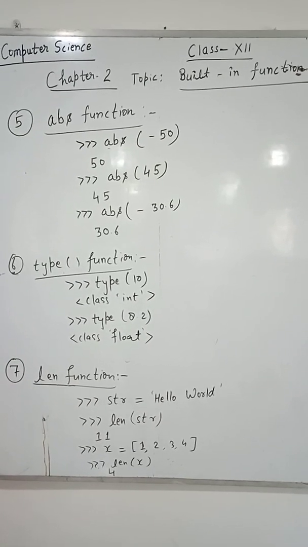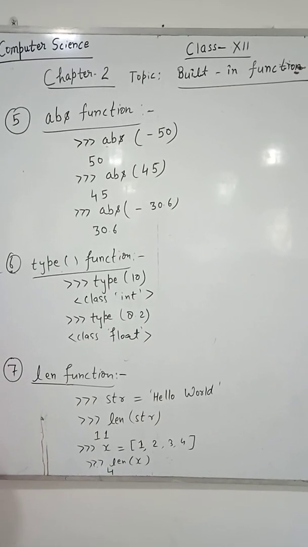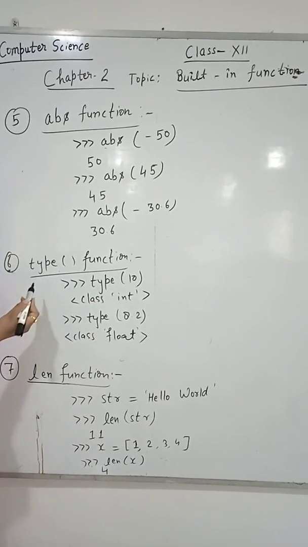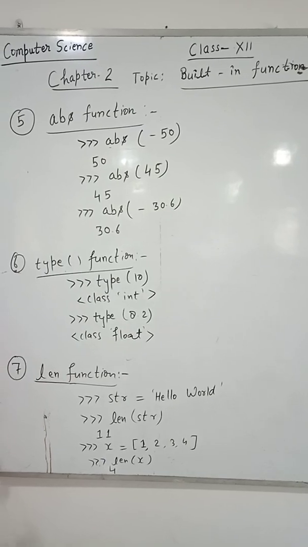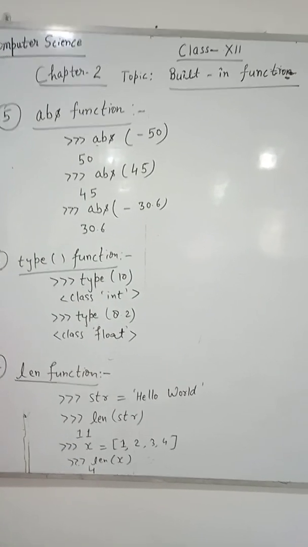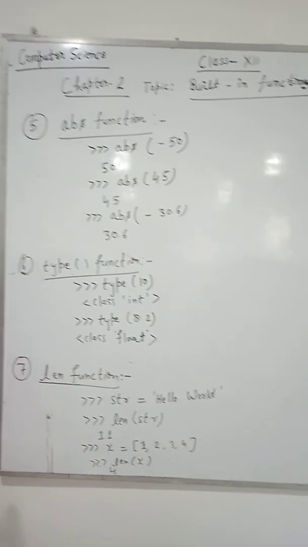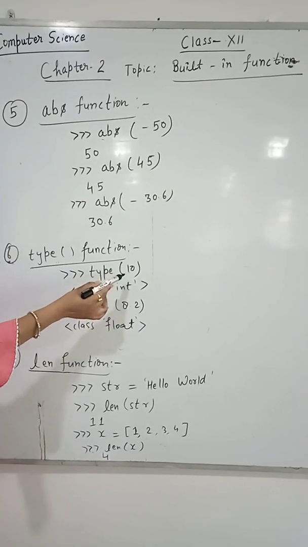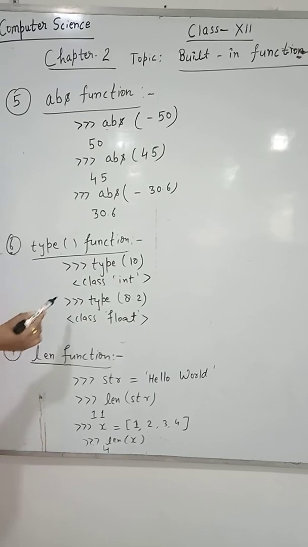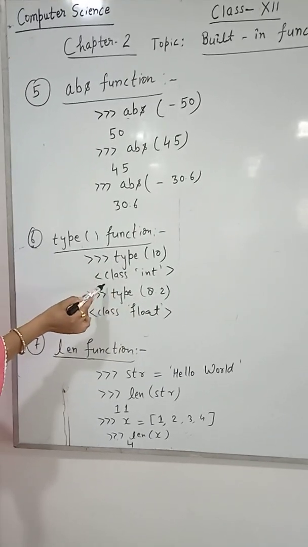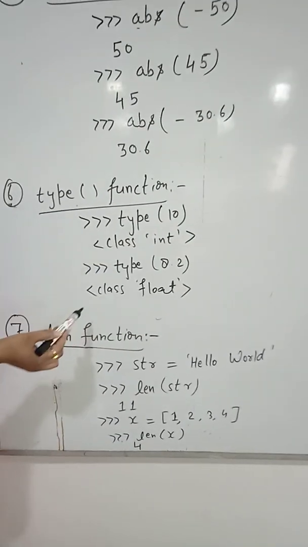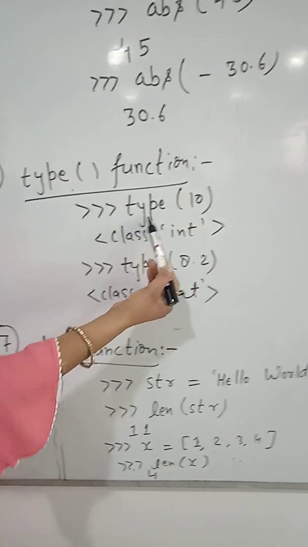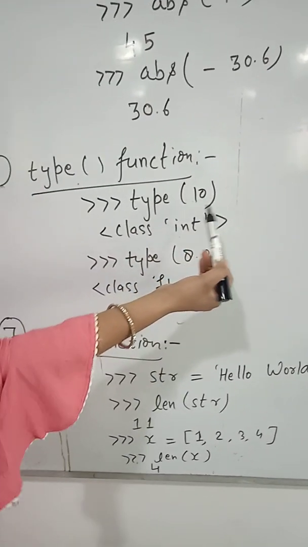So next, let's move to the next built-in function. This is your type function. As its name denotes, this function is used to determine the type of data, the type of a variable. For example, type(10). You know very well 10 is an integer value. So when we write type(10), it will give the output class int. That means this function will denote the integer class. This is defining 10 as the integer class.